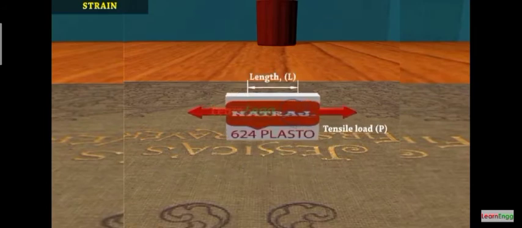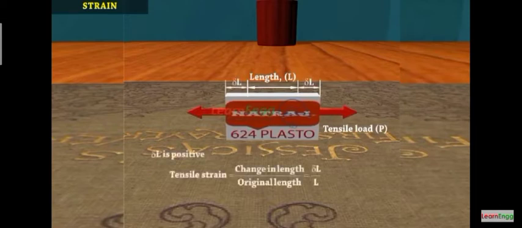Now we apply the tensile load on both sides of the rubber. The del L is positive. The tensile strain we can define as change in length by original length, del L by L.